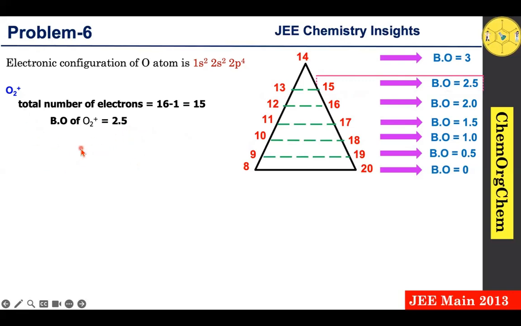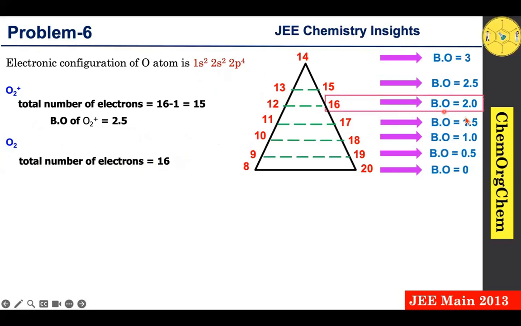Let's move on to the next oxygen species, which is O2. Here there are two oxygen atoms, and the electronic configuration is 1s2, 2s2, 2p4, which means a total of 8 electrons per atom. So with two oxygen atoms, the total number of electrons is 16. Looking at 16 in this diagram, the bond order is 2.0. The oxygen molecule's bond order is 2.0.